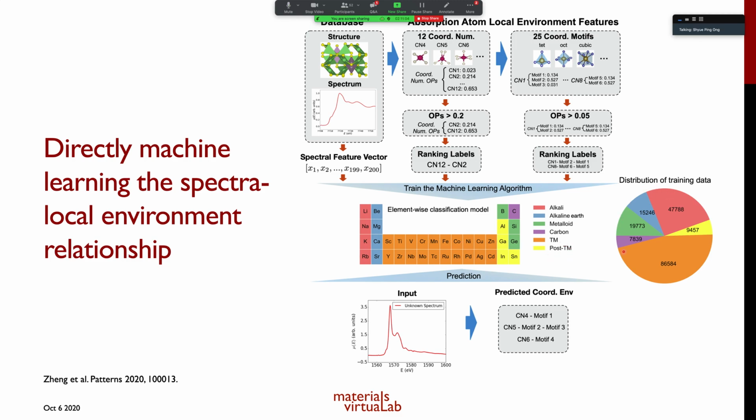So just to show you the distribution of the training data, transition metals are the majority of our data set, okay, followed by the alkaline metals and so on and so forth, okay.